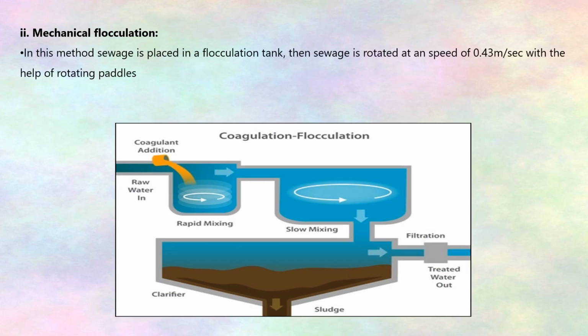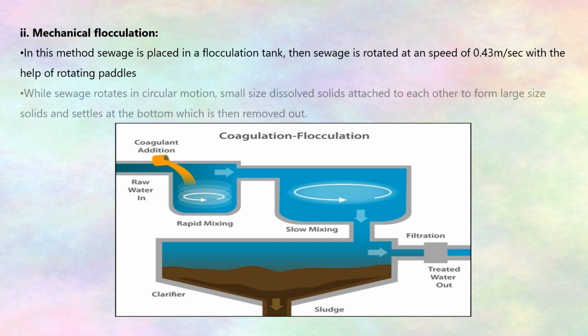Mechanical flocculation. In this method, sewage is placed in a flocculation tank, then rotated at a speed of 0.43 meter per second with the help of rotating paddles. While the sewage rotates in circular motion, small-sized dissolved solids attach to each other to form large-sized solids and settle at the bottom, which are then removed.